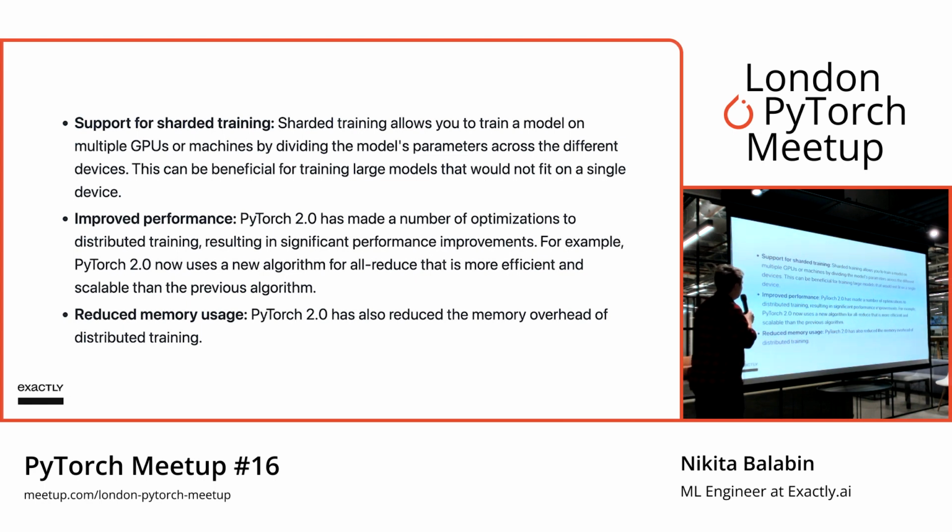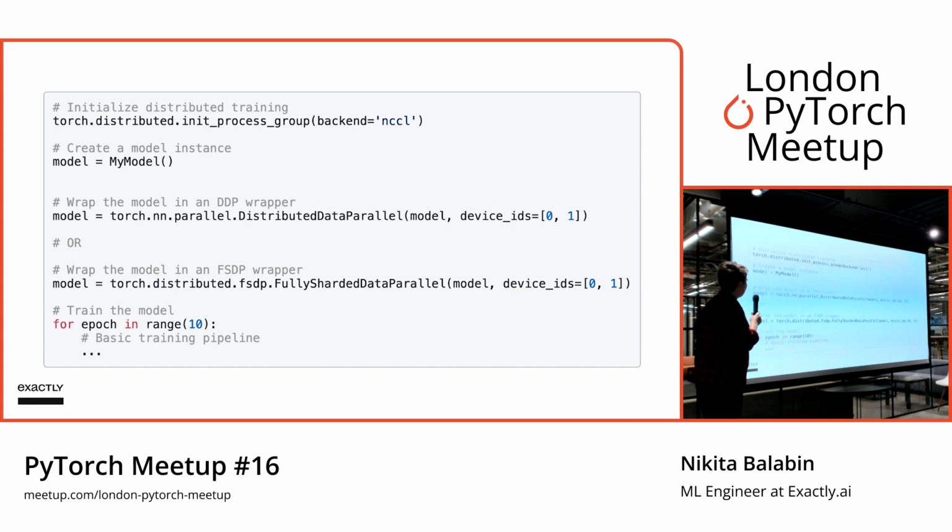It's sharded training. So if you have models that you can't fit in your 80 gigabyte GPU, you can split it. So now you can split not only data, but the model. So if you have really large models, you split parameters across different GPUs, and you can train with this new option. Next slide. And again, it's really simple API.